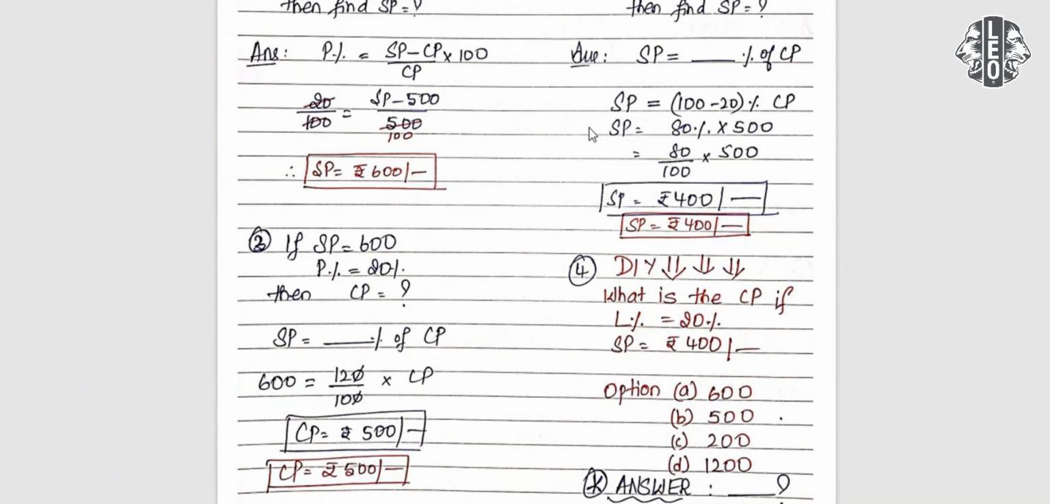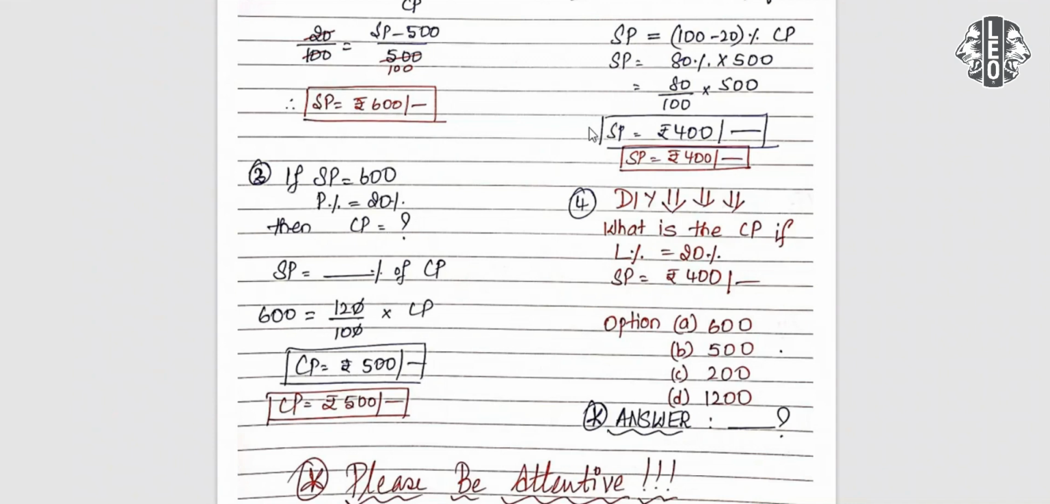So selling price 600 is equal to profit 100 plus 20, 120%, 120 by 100 into cost price. Now upon simplification, 0, 0 cancels, 12 5s are 60. So you could get the cost price as 500 rupees. You could just tick the option cost price is equal to 500 rupees and go to the next question.